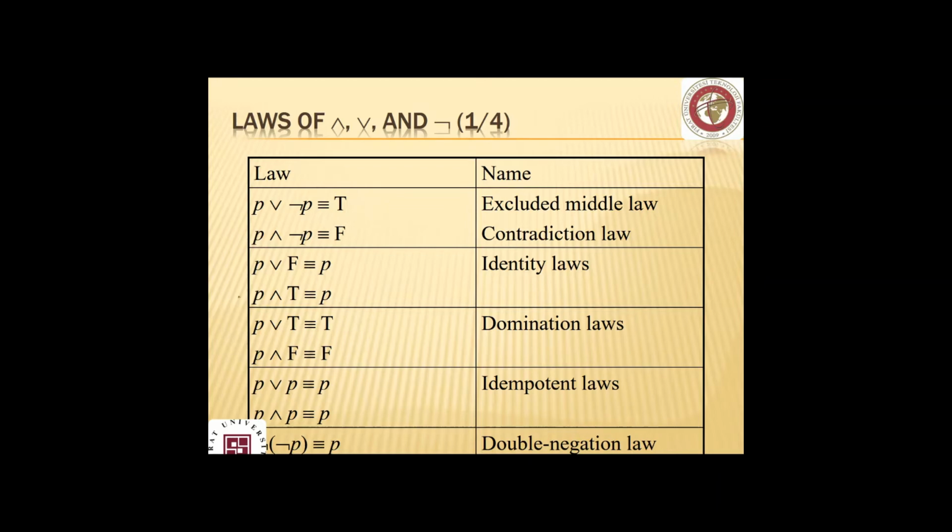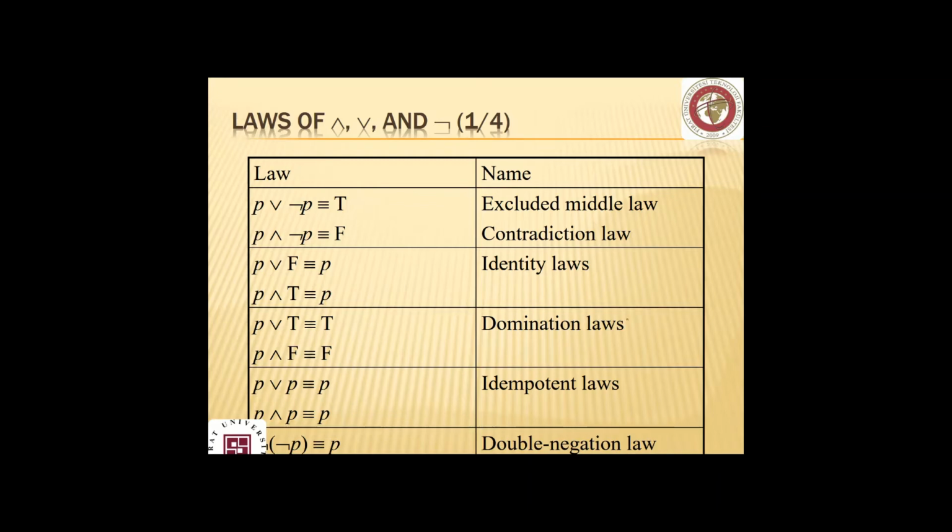Identity laws, who holds the identity? So if we say P or F, F here is irrelevant. P will hold itself the way it is. If it is 1, it will be 1. If it is 0, it will be 0. Or if it is true, it will remain true. If it is false, it will remain false and nothing will change. The same goes for P and true, and in this case true will not affect the whole operation, and P will hold its own identity.